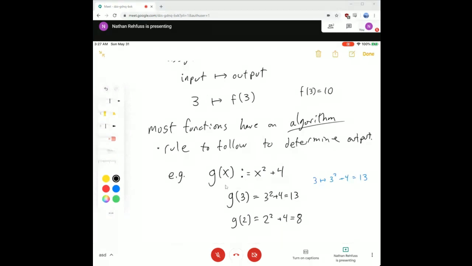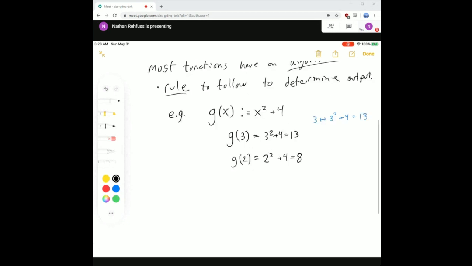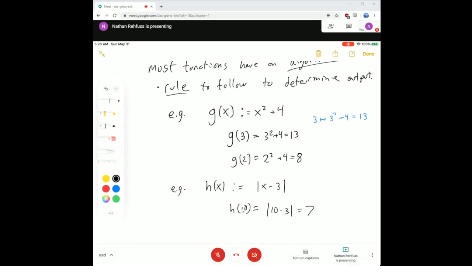So most functions we use in this class are going to be defined by a rule or an algorithm. You can use either word. Algorithm, rule, either one's good. So most functions are going to be defined that way. So maybe I could say, let's define h of x to be, how about the absolute value of x minus 3? So then I could write something like h of 10 equals the absolute value of 10 minus 3, which is 7. So I give you an input, you can plug that into the rule and get the output.